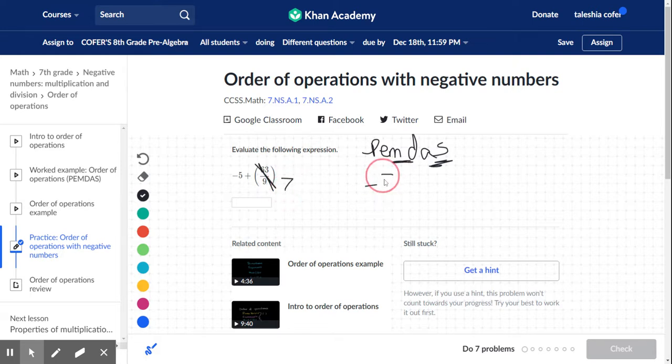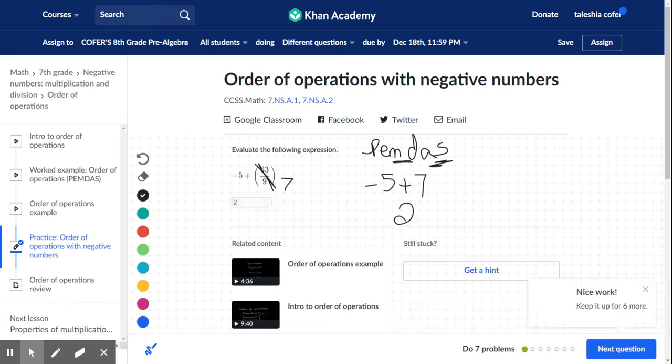Now I have negative 5 plus 7. Those are different signs, so I can subtract them and take the sign of the larger number. 7 minus 5 is 2, and because 7 is larger, that's my answer, a positive 2.